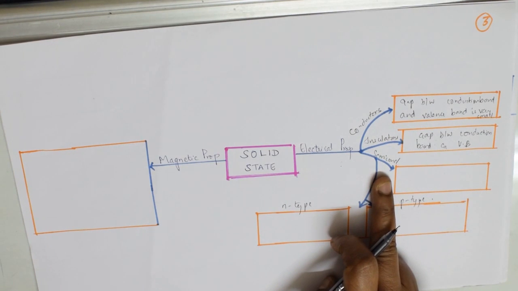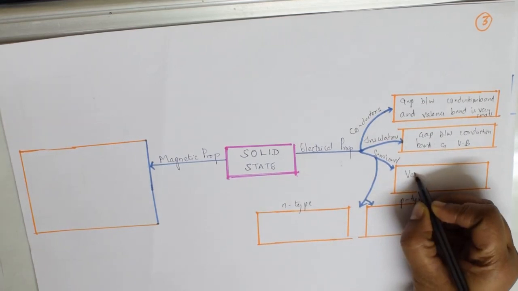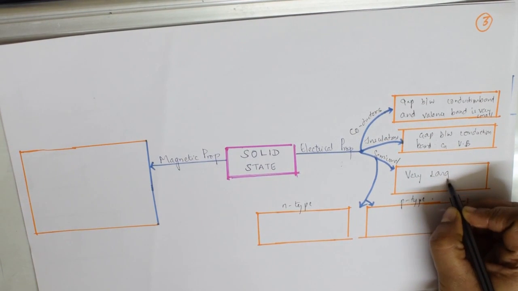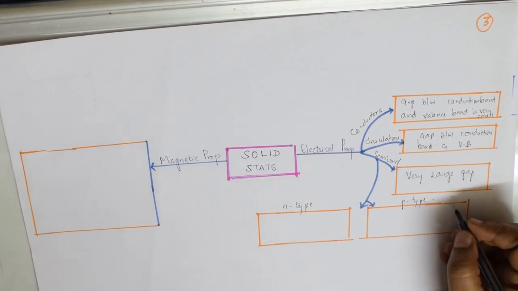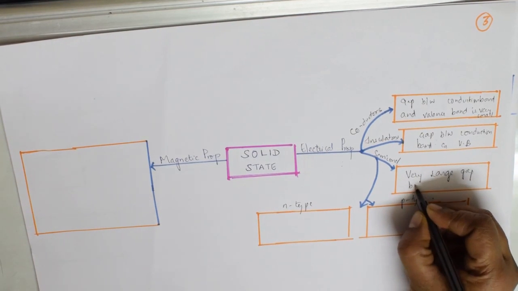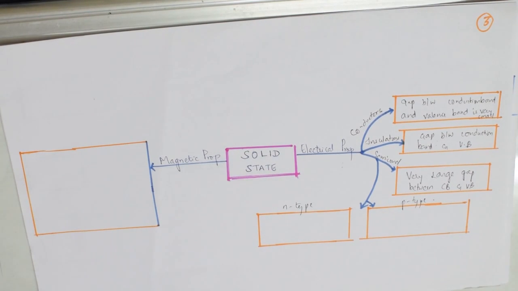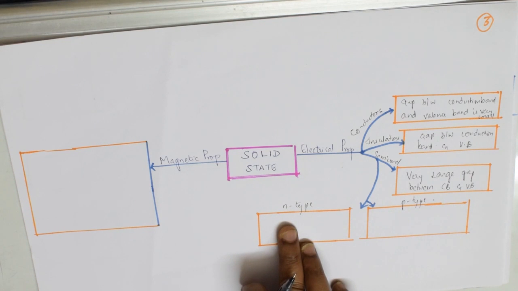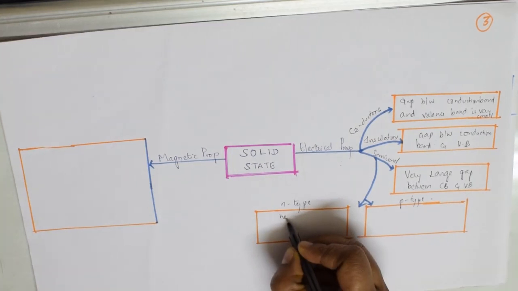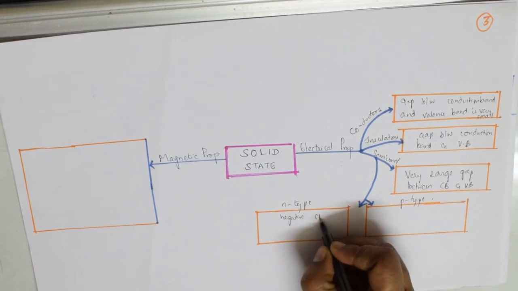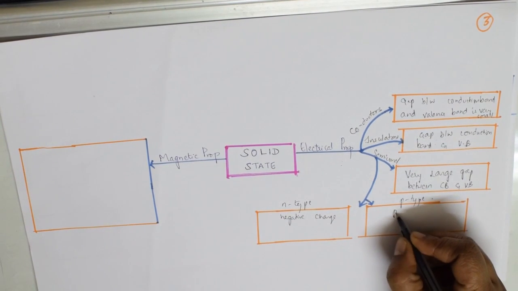Next comes semiconductors. So what are semiconductors? Basically there is a very large gap, compared to this, very large gap between conduction band CB and valence band VB. With silicon and germanium, we remember group 13, 14, 15, we start doping them, then we get two varieties of semiconductors. N-type semiconductors are nothing but negative charge, and P-type is positive charge.